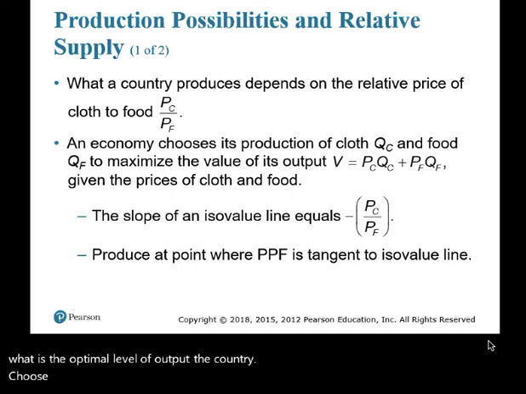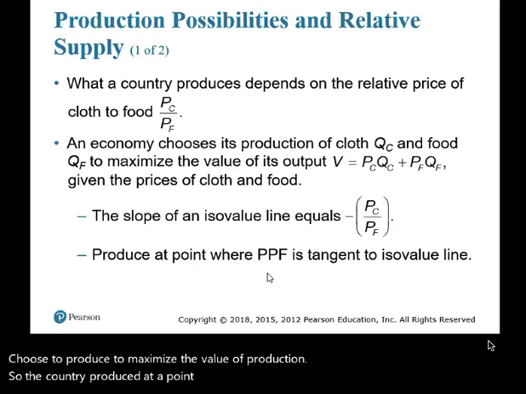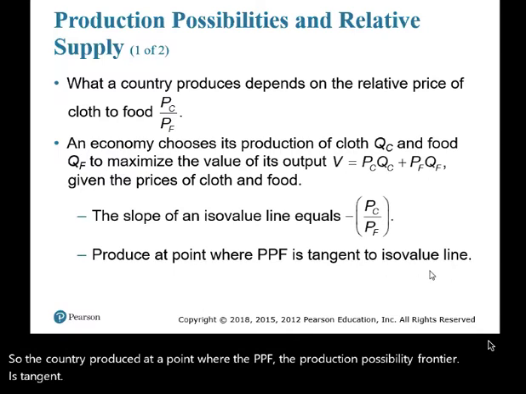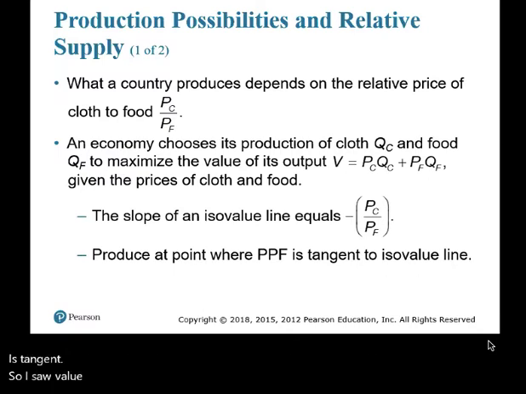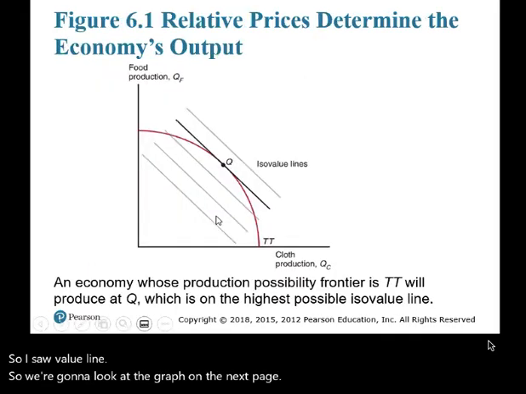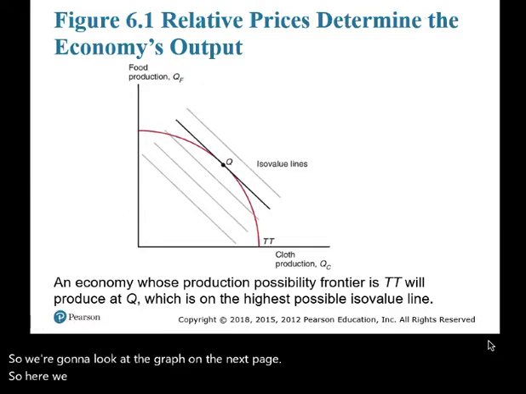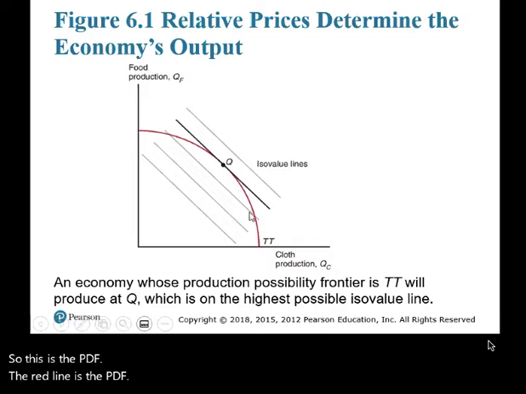To maximize the value of production, the country produces at a point where the PPF, the production possibility frontier, is tangent to the iso-value line. So we're going to look at the graph on the next page. Here we go. This is the PPF. The red line is the PPF, and this straight downward sloping line is the iso-value line.